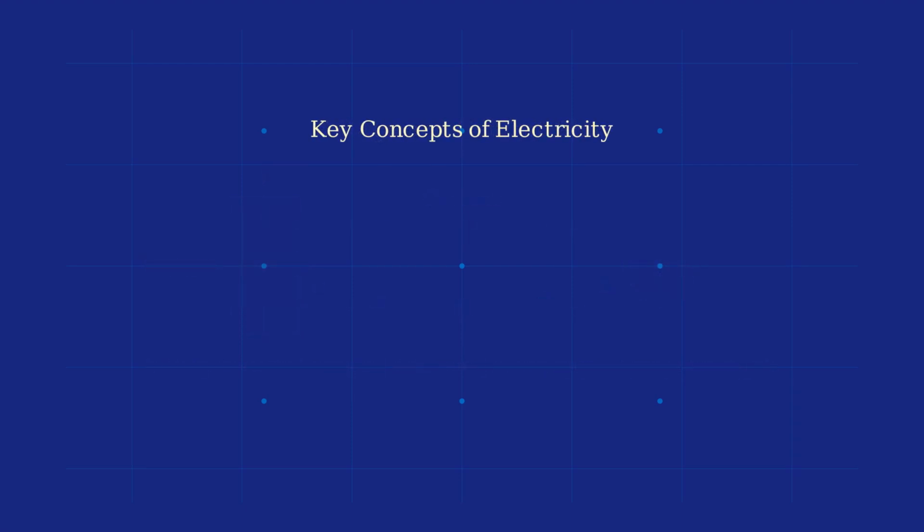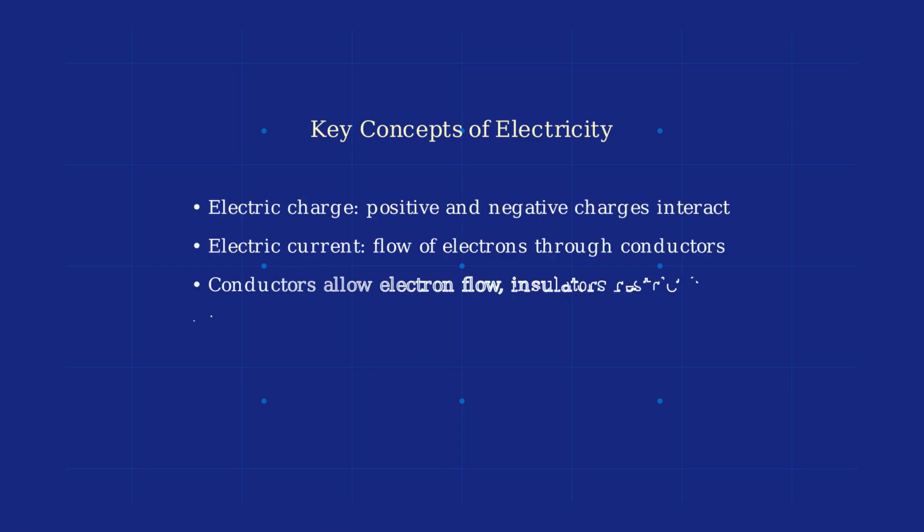Let's summarize the key concepts of electricity we've covered. Electric charge forms the foundation, with positive and negative charges that interact. Electric current is the flow of electrons through conductors. Materials can be conductors or insulators based on electron mobility. And voltage is the driving force that creates current in circuits.